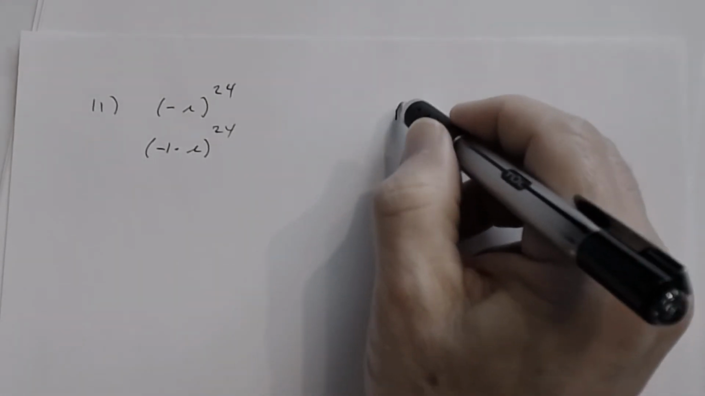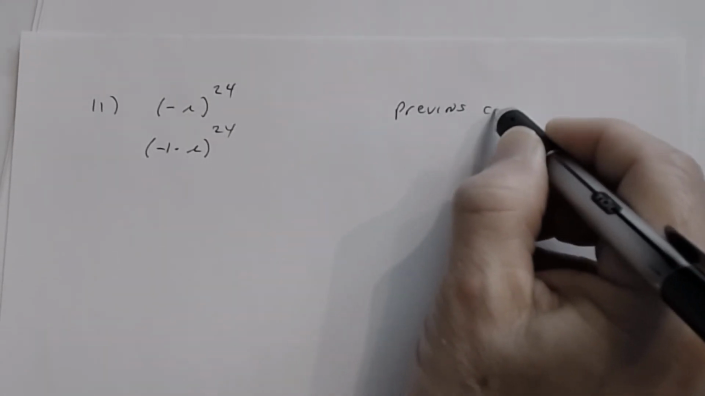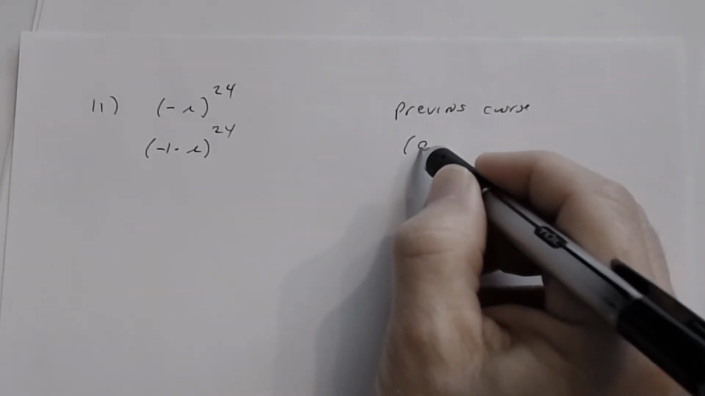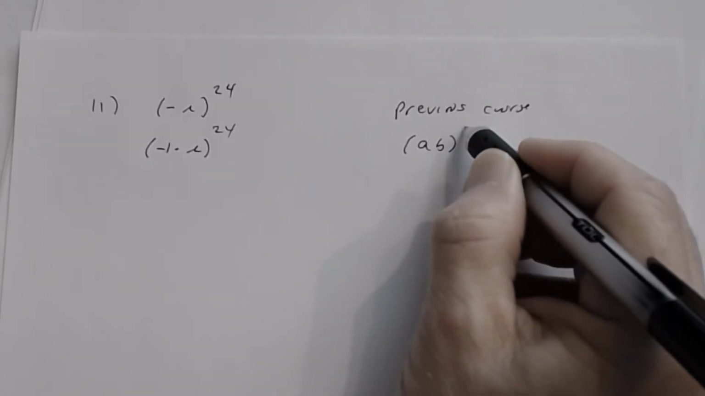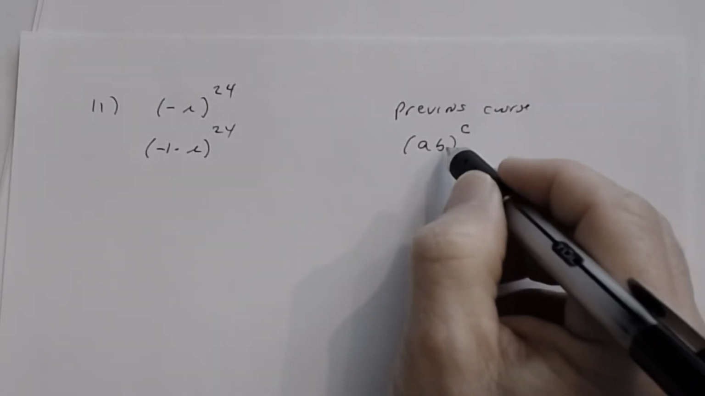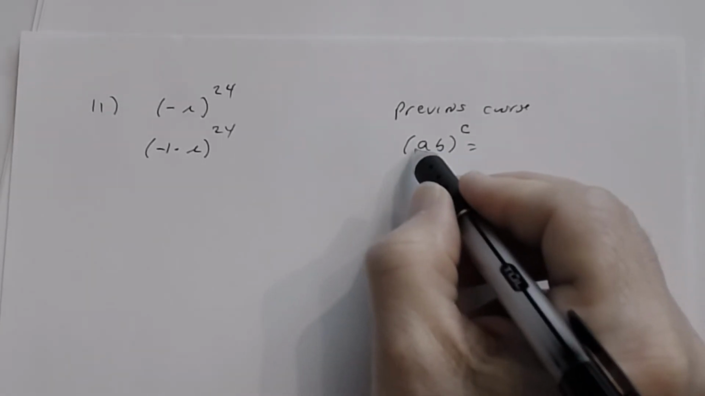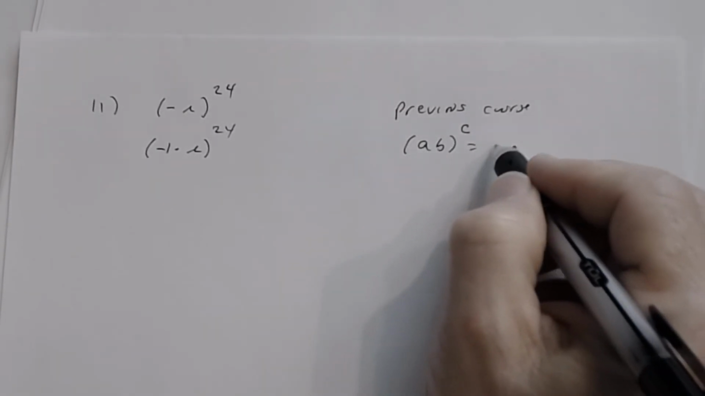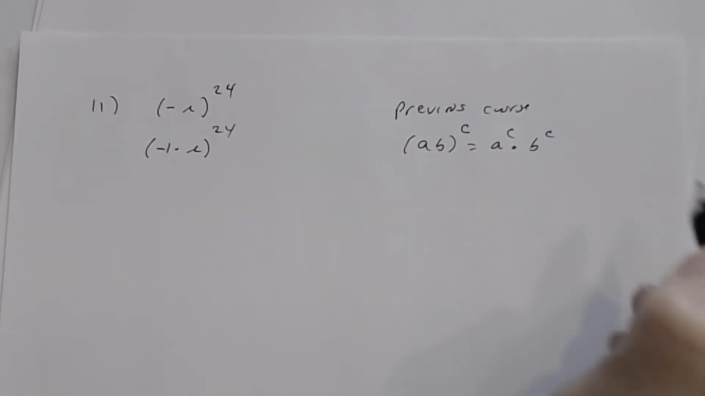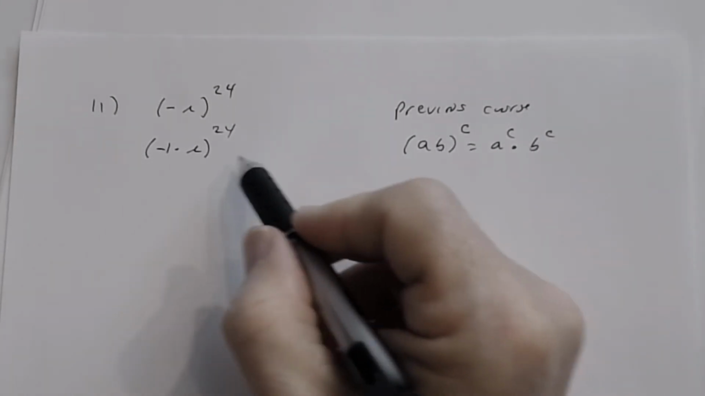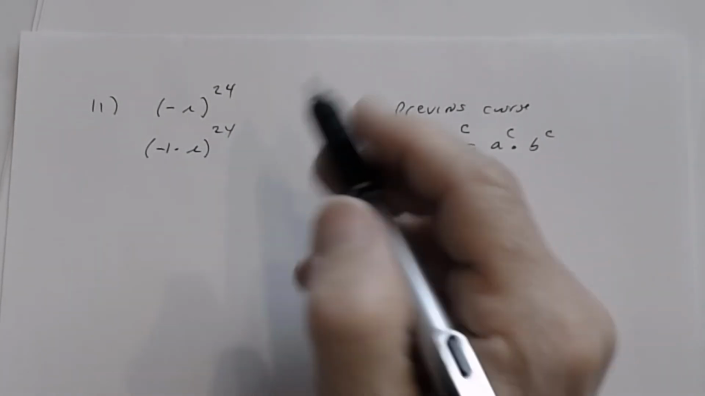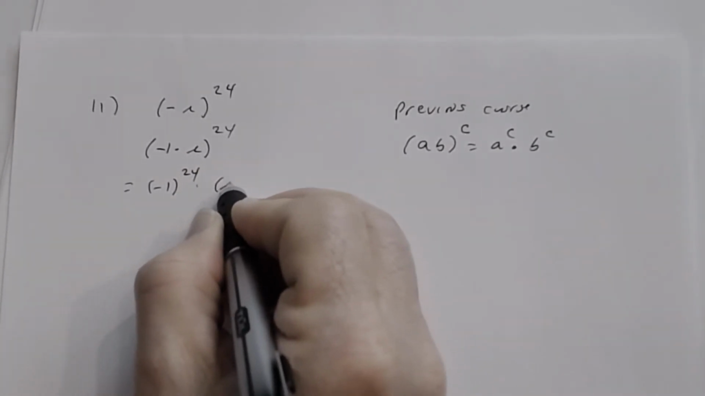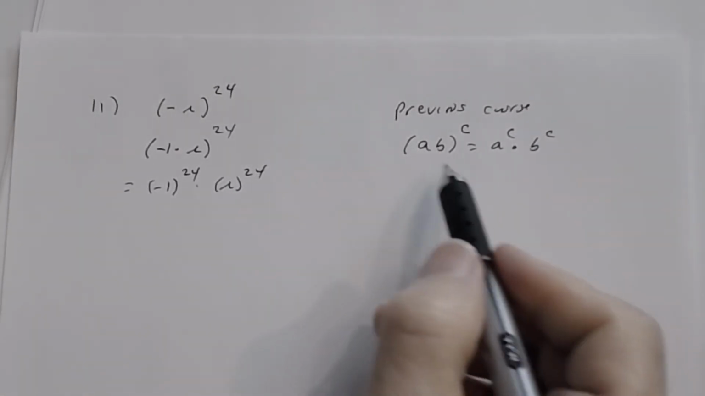And then remember, in a previous course, you learned this property: if you have a product, A times B, raised to a power, then I can rewrite this as the product of each factor raised to the power. So A to the C times B to the C. That's what I'm going to use here. So this becomes negative 1 to the 24th times i to the 24th. All right, so that's what we saw here.